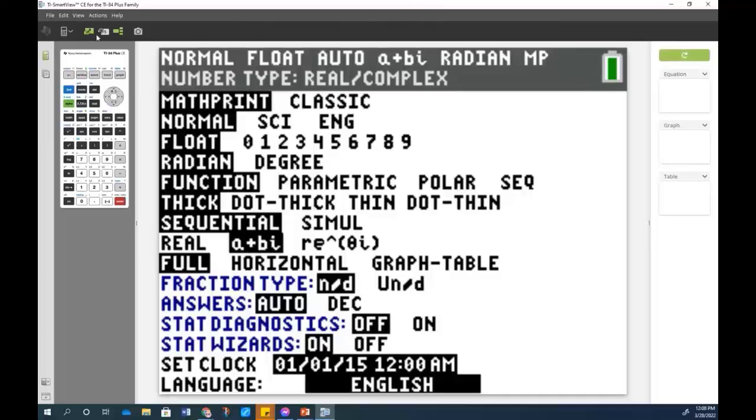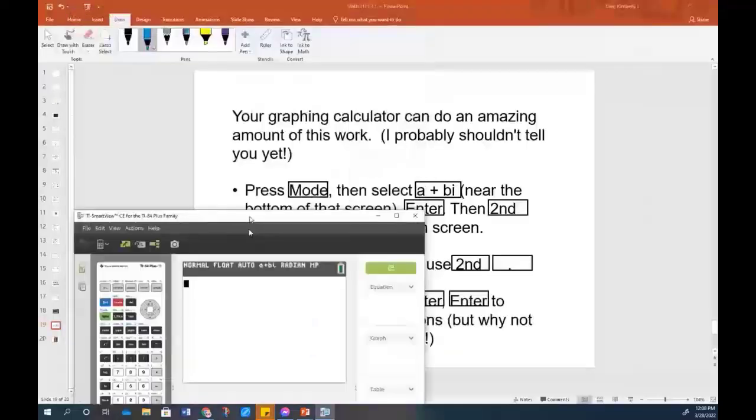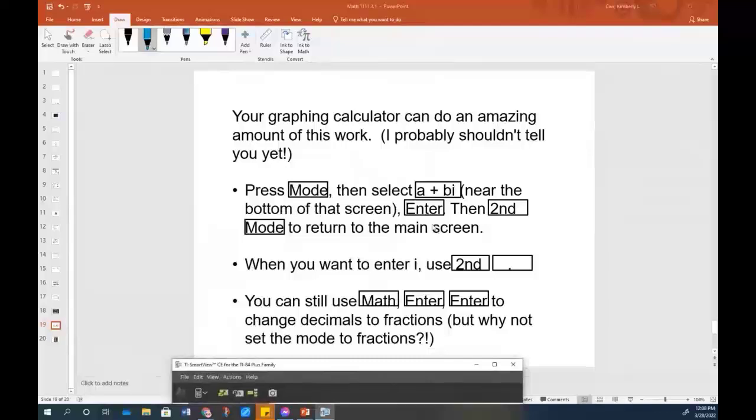Okay, so that is going to bring you to mode. So now I'm going to quit this and go to a regular screen. We have returned to the main screen. So we went to mode, we pressed a plus bi, then we hit enter, and then I hit second mode to go back to the main screen. Now, whenever you want to type in an i, you're going to hit second and then the decimal.